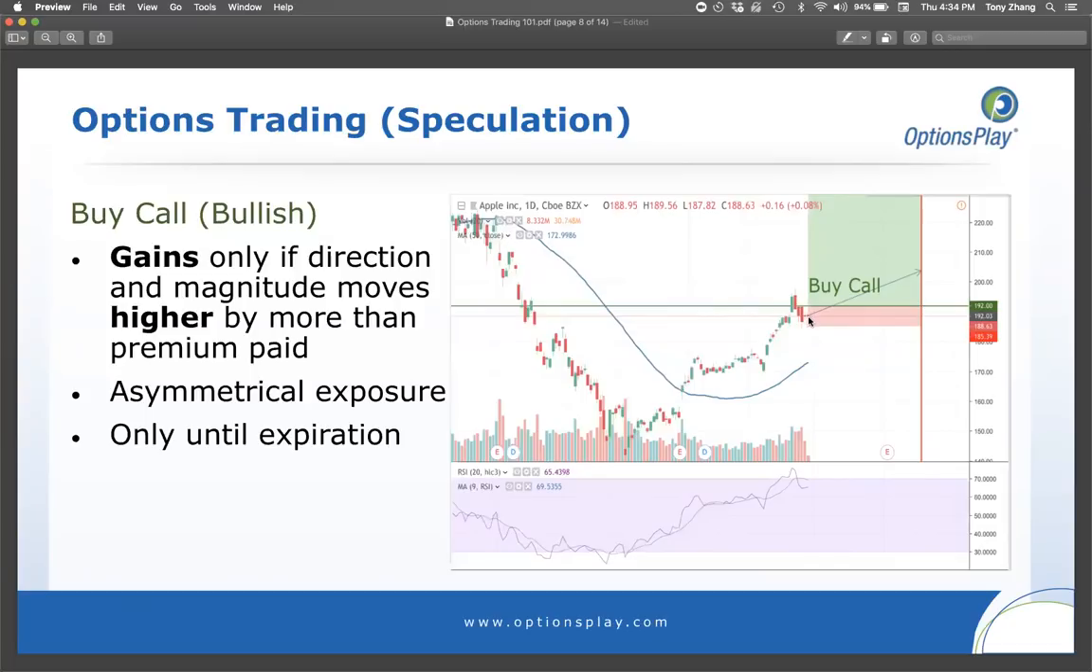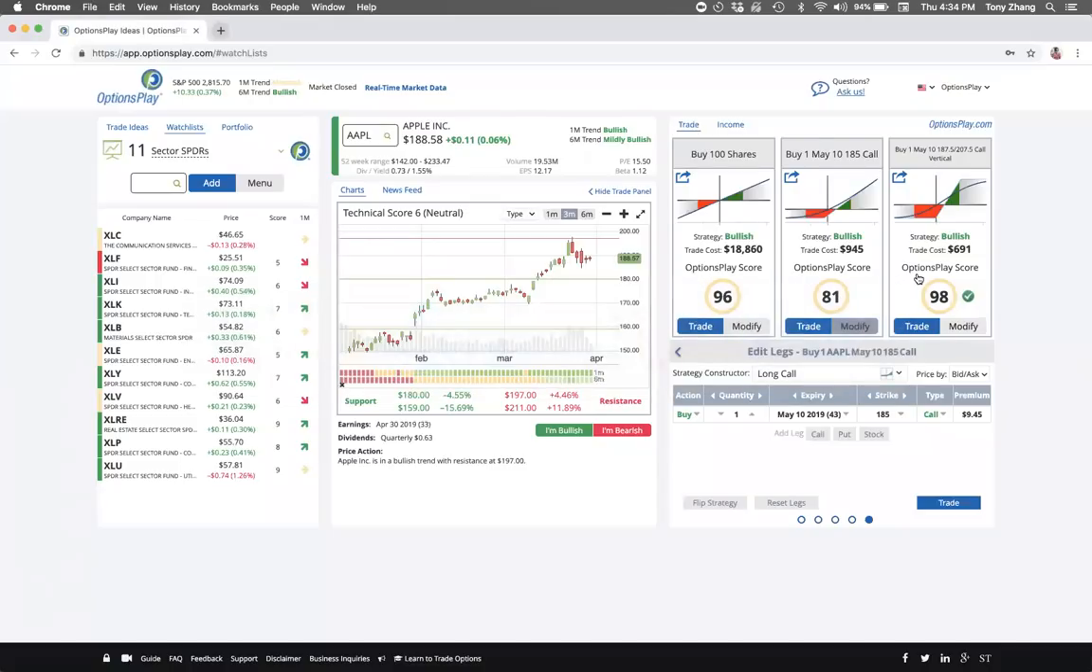So you have to think about not only what directional view you have, but also whether it's going to overcome the premium that you've paid on that call option. And that's really an important thing to understand. So for that, I'm going to jump over to Options Play. I want to show you some real examples to help bring this concept home. So Apple's trading at around 188.58 right now.